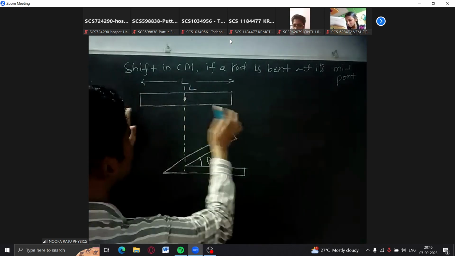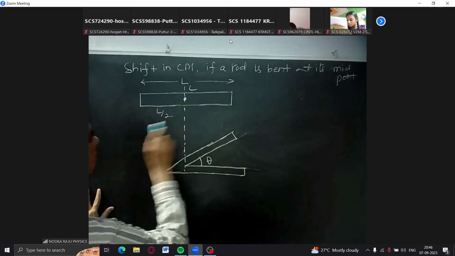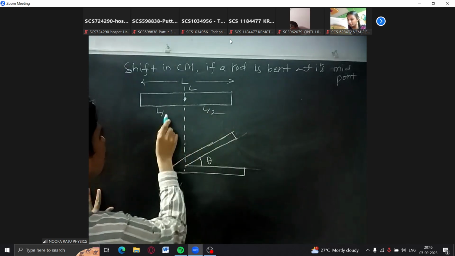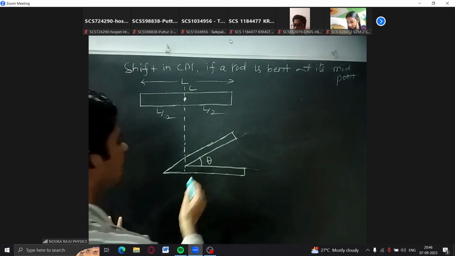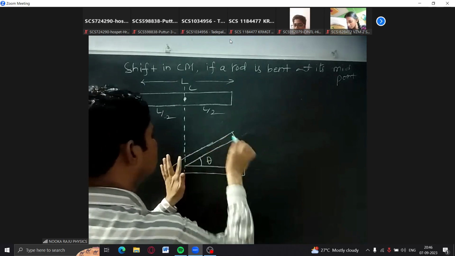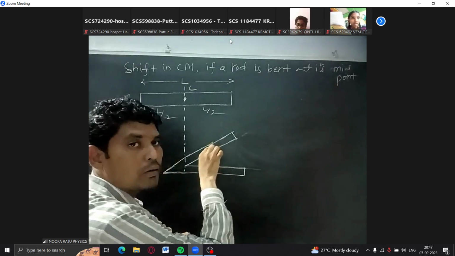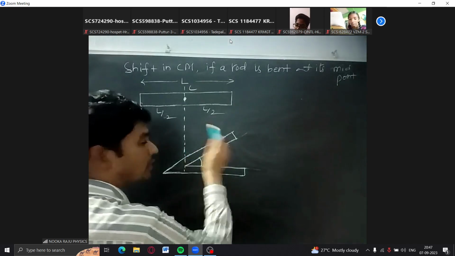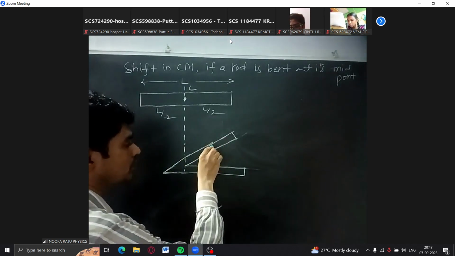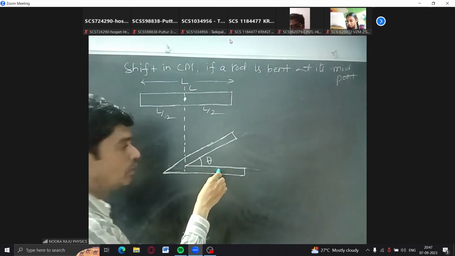Actually, this is a uniform rod of length L. Automatically, this one equals L by 2 and this one equals L by 2. Now here, if you consider this should be L by 2, where is the center of mass of this one? Here L by 4 and L by 4. This is the center of mass of this rod.